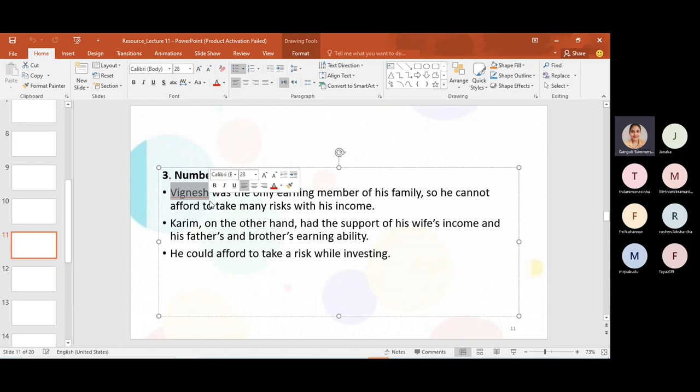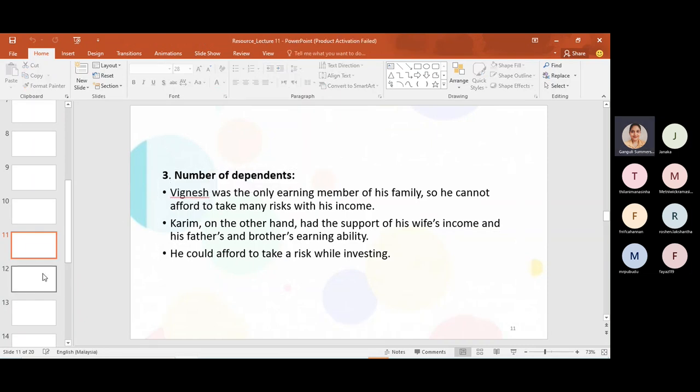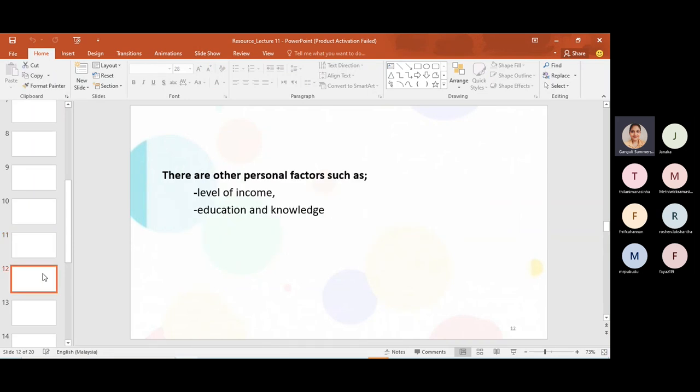Karim has very few dependents in his family. Only a few people, maybe his mother or sister, are depending on Karim. Most of the family members are earning. His father is earning, his brother is earning, his wife is earning. So Karim has very few dependents in his family. Since he has very few dependents, he can take risks with his income. He can afford to take risks while investing as well. So the number of dependents is another personal factor that affects funding allocation.